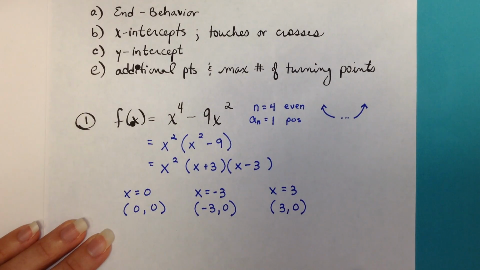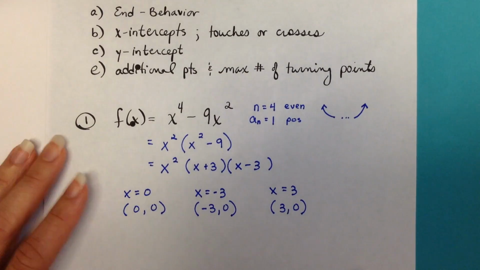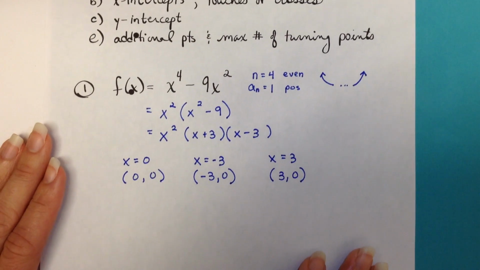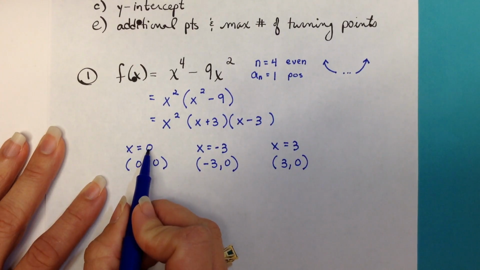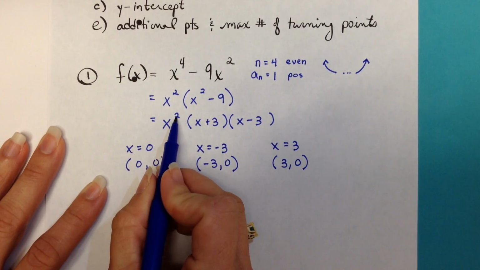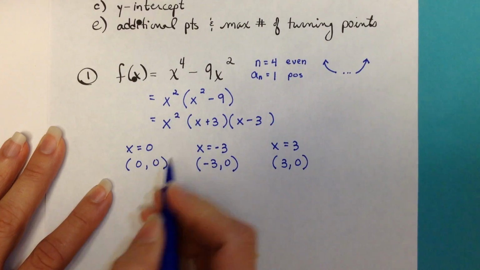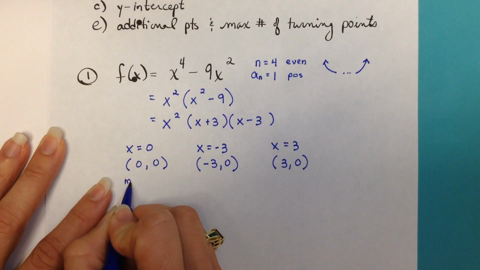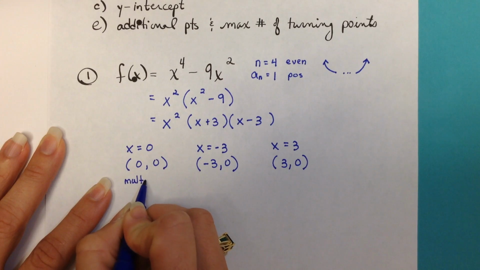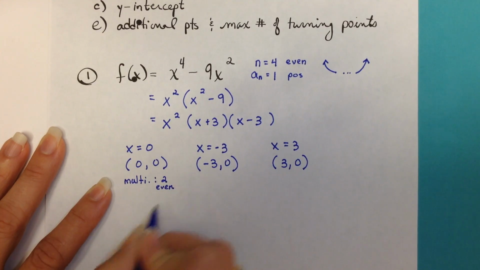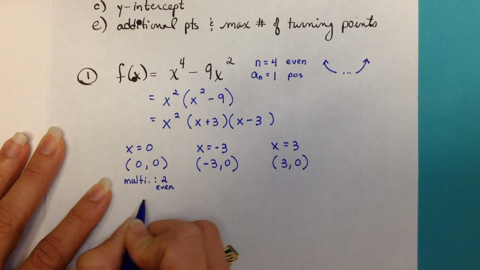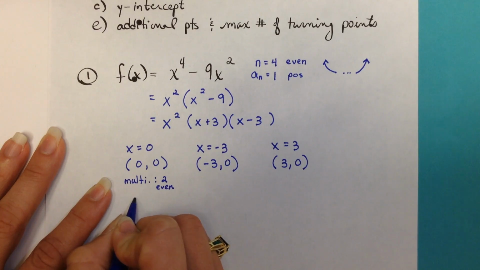Okay, now still going with B part, we have to do the touches or crosses, so we need to talk about multiplicity. So with the first one, the x equals 0, it came from x squared. Of course, this being to the second power means that I have 2 of those. So for this one, the multiplicity is 2, and since this is even, that means that it crosses. No, sorry, touches.